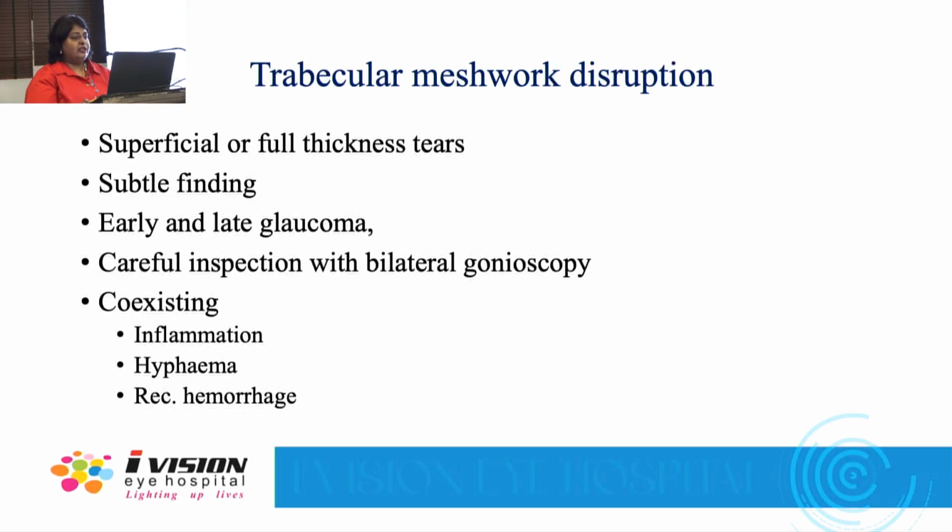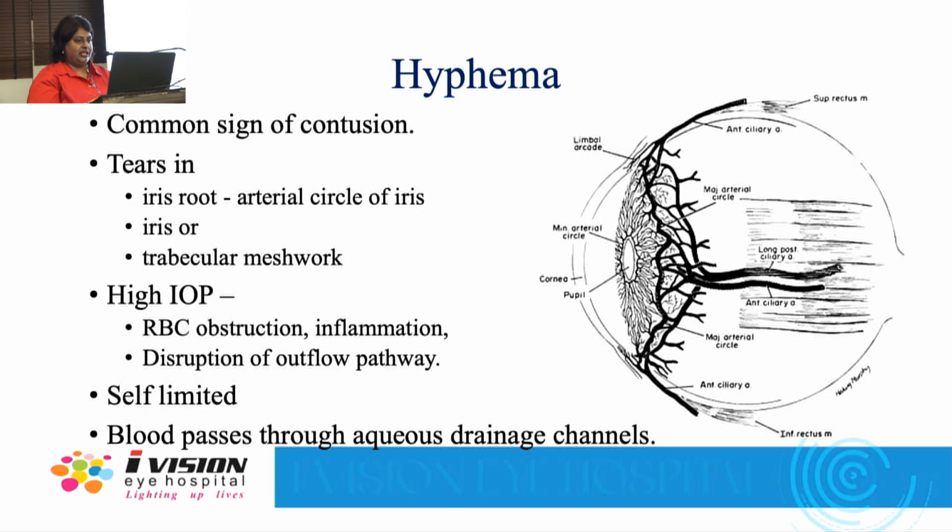Trabecular meshwork disruption is usually missed because it is a subtle finding. It can lead to early and late glaucoma. Careful inspection and always bilateral comparison is required with good gonioscopy. It could be coexisting with inflammation, and definitely hyphema and recurrent hemorrhages can happen. Hyphema, madam has already covered, isn't it, ma'am?